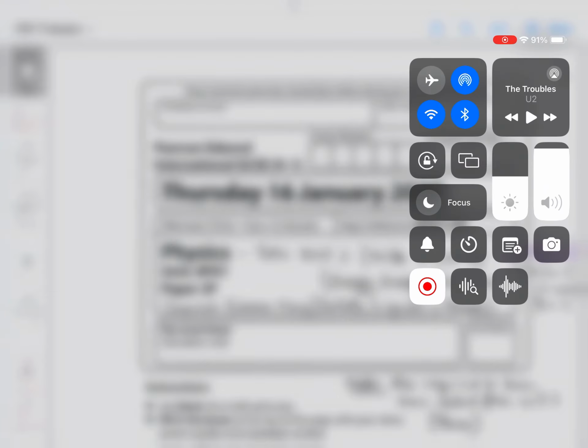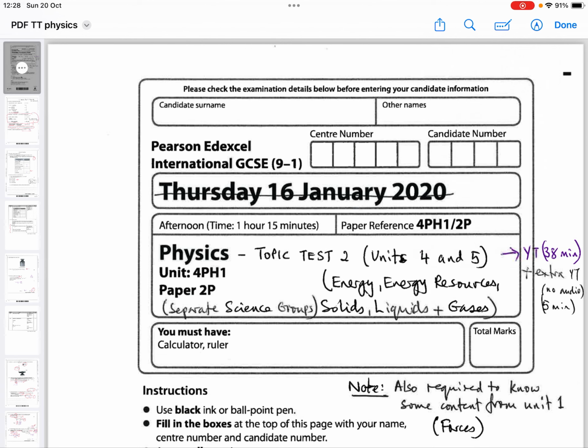Okay, today I'm going to go through a recording of this paper that you did as a Year 11 topic test if you're in my class, and if you're not, it will help you revise for your GCSE. So the topic test was on Units 4 and 5. Sorry about my messy handwriting.